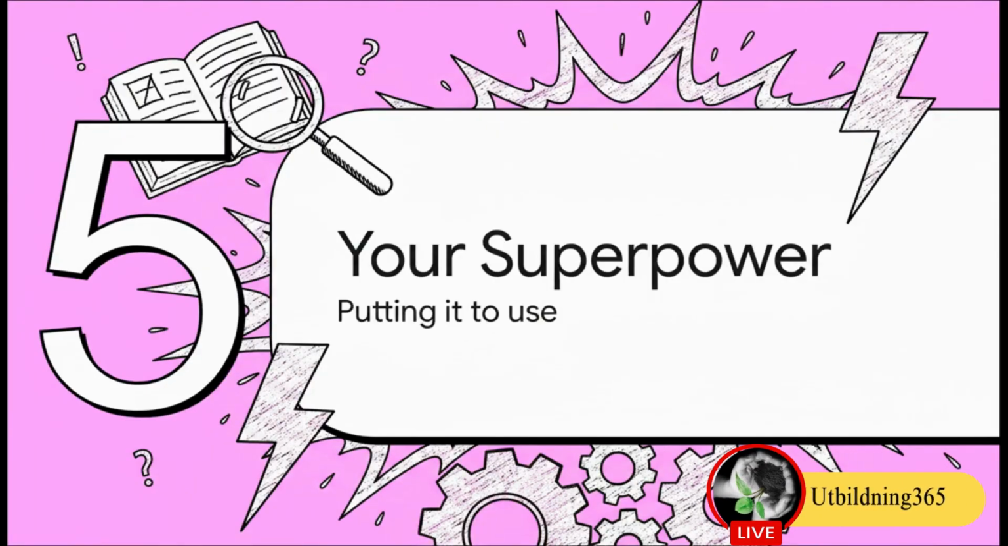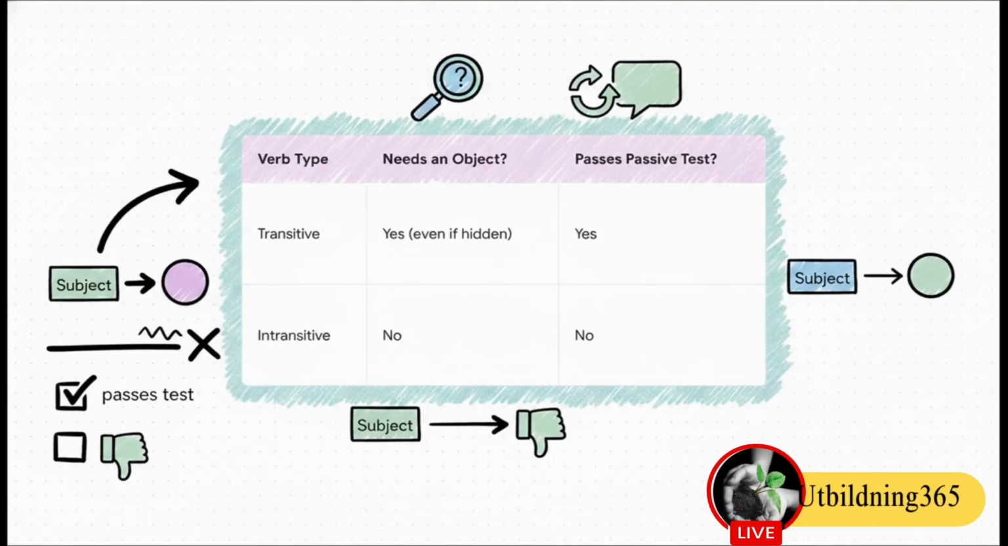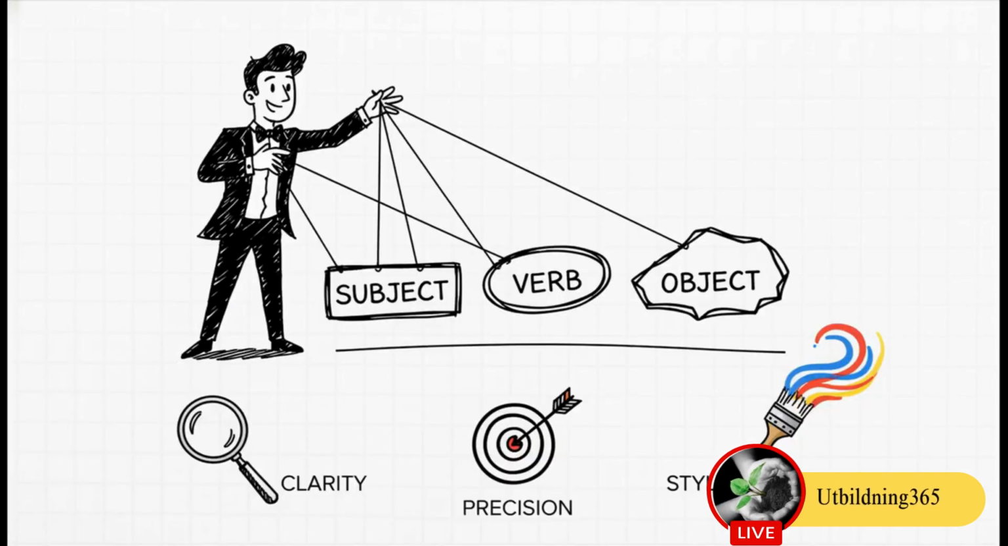And look, understanding this stuff isn't just for passing a grammar test. It's a real practical tool. This is that grammar superpower I was talking about. So let's just do a super quick recap. Transitive verb, it needs an object, even if it's hiding, and it will always pass the passive voice test. Intransitive verb, nope, no object, and it will always fail that test. That's the bottom line. But again, why should you care? Because when you really know how your verbs work, if they're transferring action or just keeping it to themselves, it gives you so much more control as a writer. You can build sentences that are way clearer, way more precise, and frankly, just have more style.